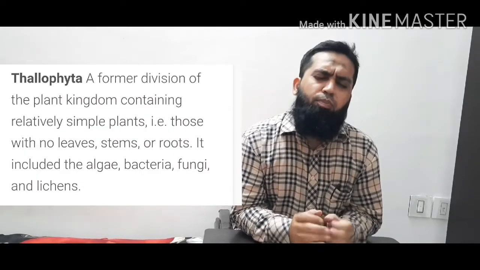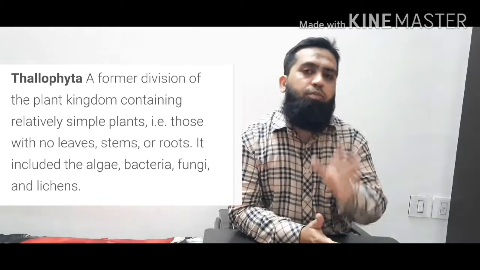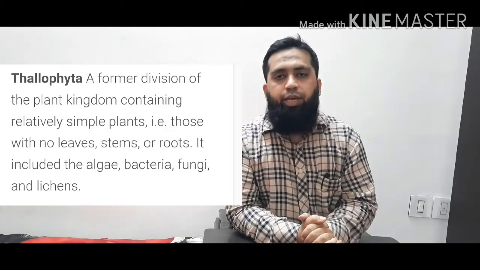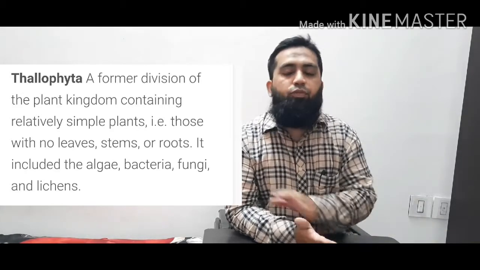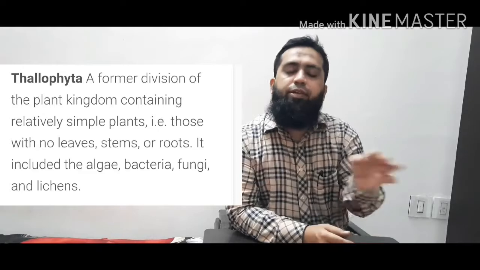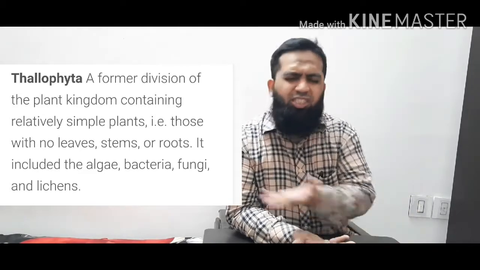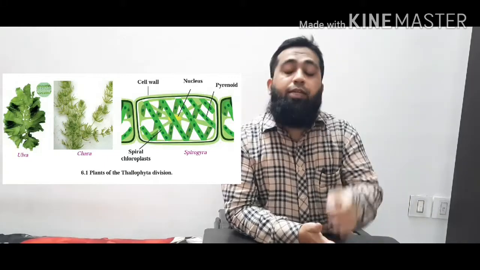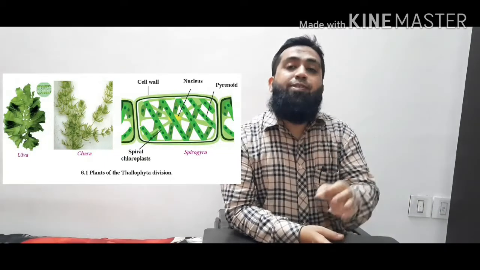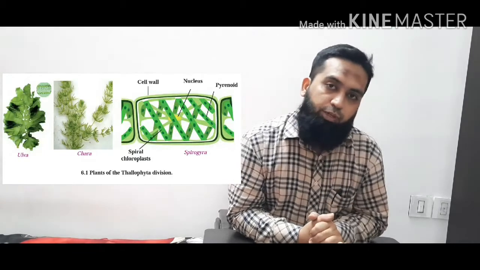Thallophyta is said to be the most simple cryptogamic plants. They're the most simple ones. They have no roots, no stem, no leaves; they're just like green patches. They're present in water, just green patches. The best example is Spirogyra. They are green in color due to the presence of chlorophyll. What you have to remember is they are green in color due to the presence of chlorophyll.